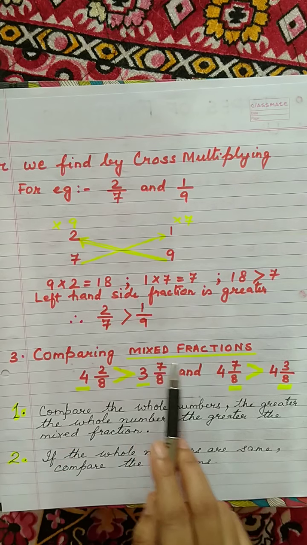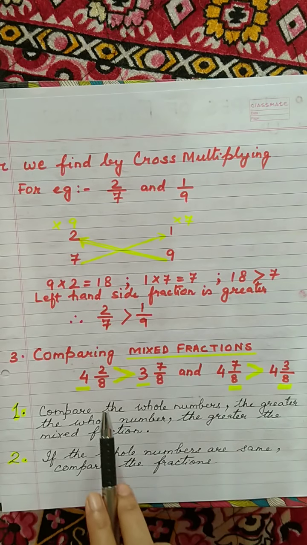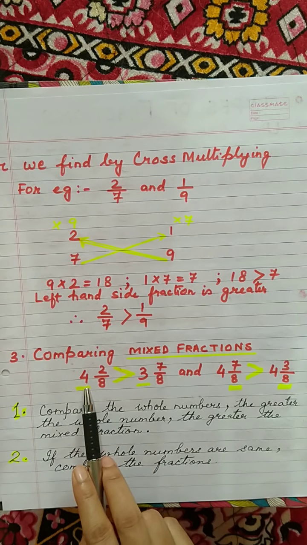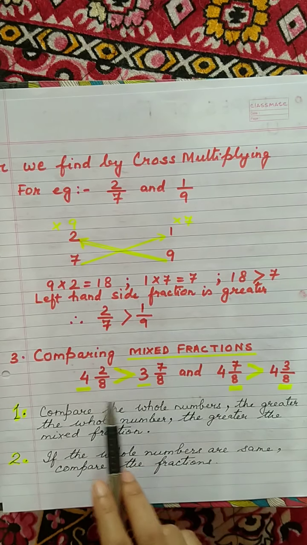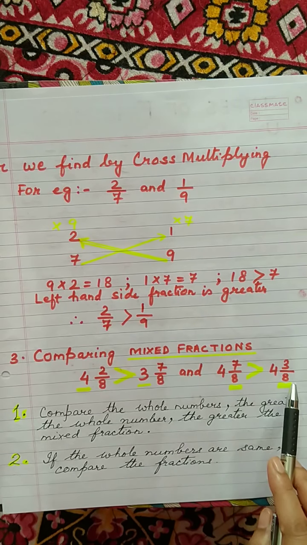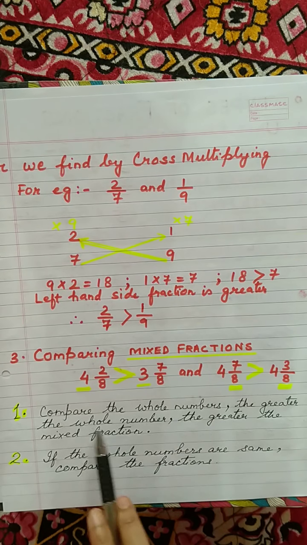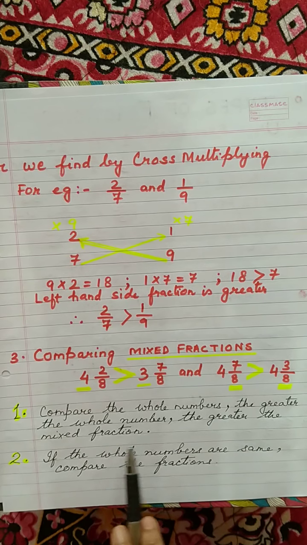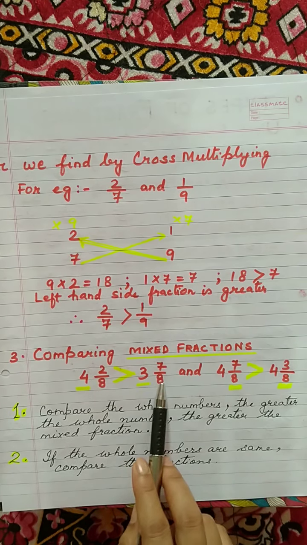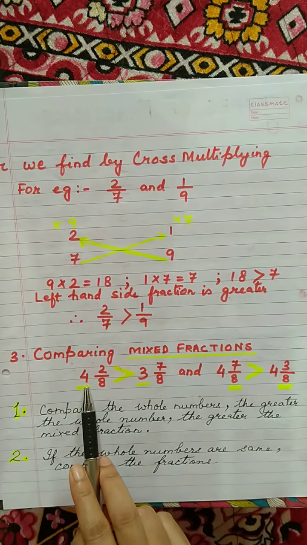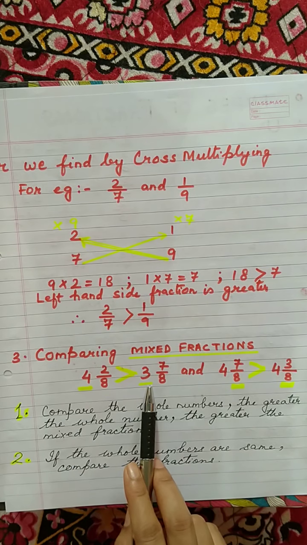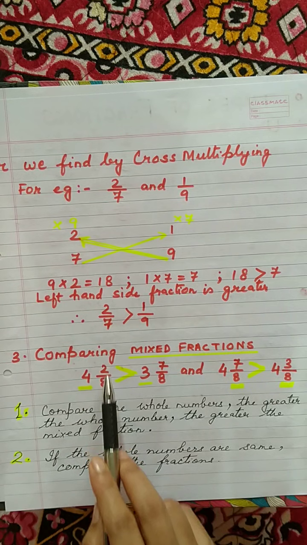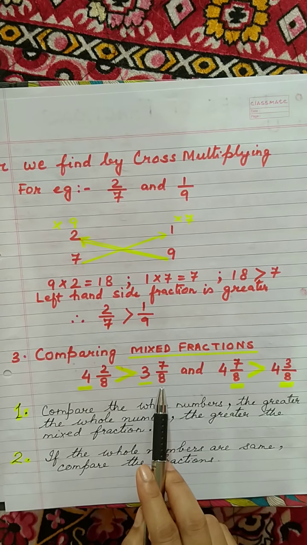Now comparing mixed fractions. There are two ways of comparing mixed fractions. First, we check the whole numbers. If the whole numbers are same, we check the fractions. Compare the whole numbers. The greater the whole number, the greater the mixed fraction. In these two fractions, we have 4 and 3 as the whole numbers. So 4 is greater, therefore this fraction is greater than this.